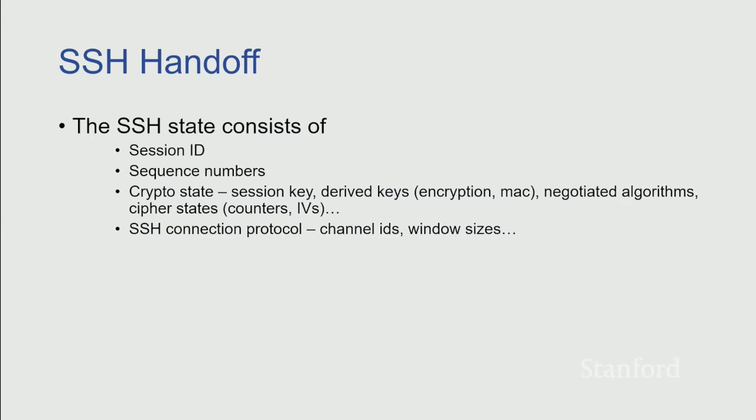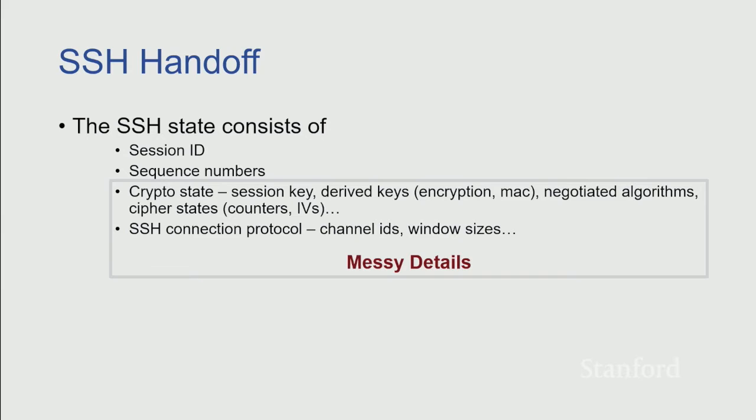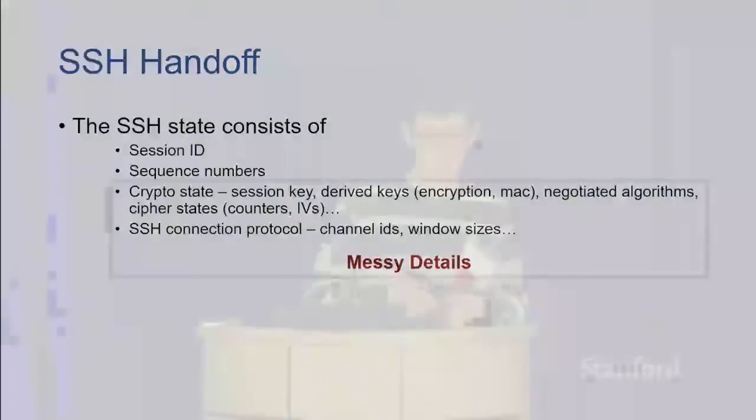But if we look at what the SSH state consists of, it contains a lot of messy details. It contains the session ID and the sequence number and all the details of what command I'm running, and most annoyingly, it has a lot of crypto details. So every time you establish an SSH connection, you need to negotiate an algorithm for key exchange, for MACing, for encryption, and each such algorithm contains a lot of state that evolves as the connection continues. You have IVs, you have counters, and just serializing this in general would require either support from each individual cipher or having to fix the cipher mode, and we don't really want to do that.